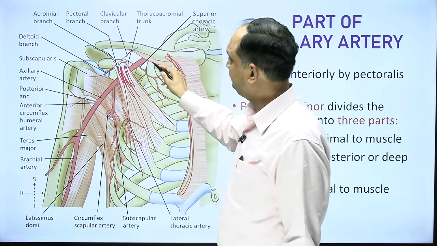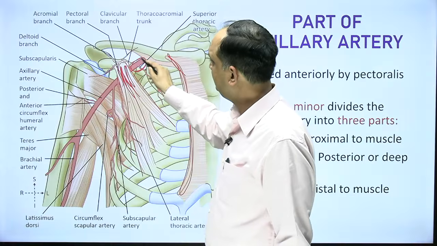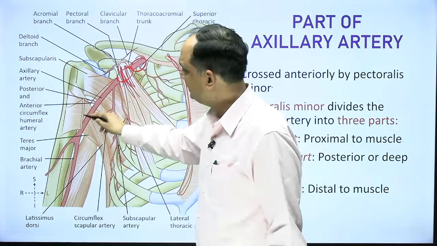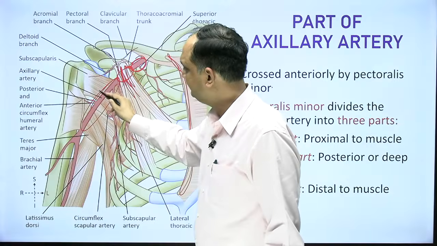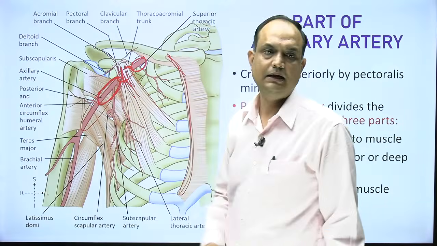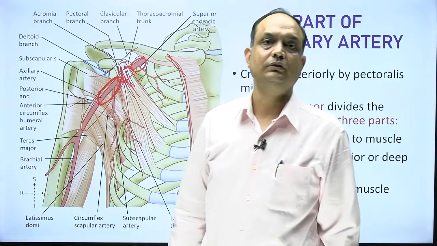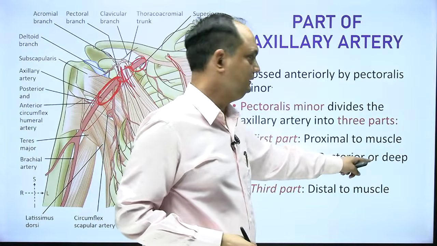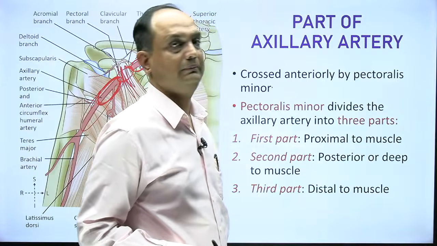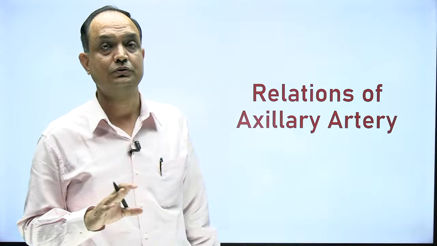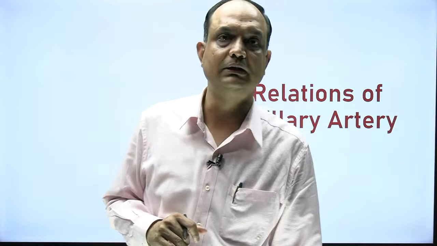So there are three parts of the artery: one above the muscle, one behind the muscle which is not visible, and the third after the muscle up to the lower border of teres major. Clear? So there are three parts of the artery: proximal to the muscle, deep to the muscle, and distal to the muscle. What is the name of the muscle? Pectoralis minor.